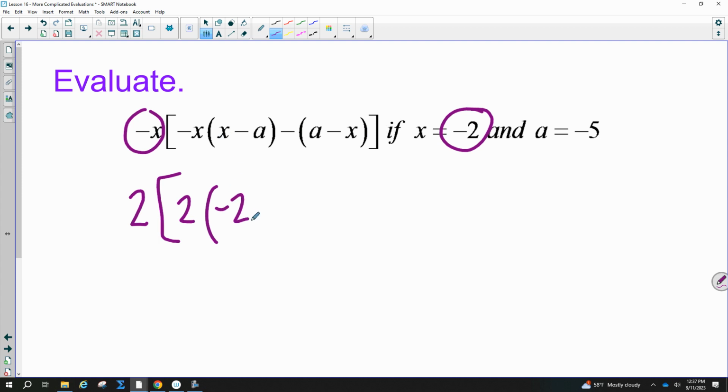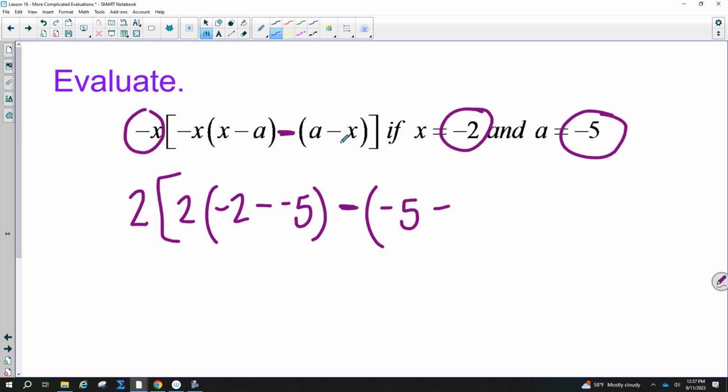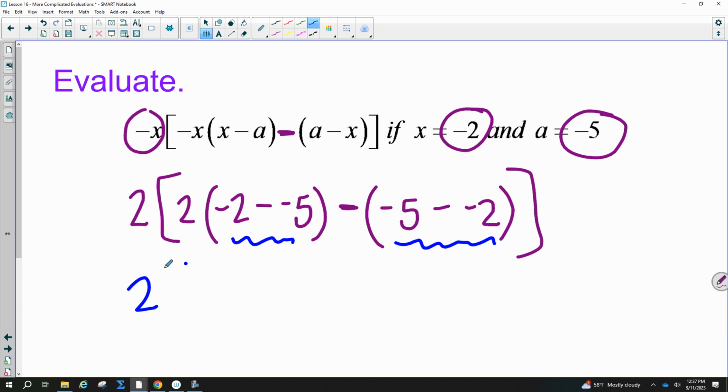Then I have minus, and a is negative 5. Now, don't lose this minus sign that's in between your parentheses. Now I have an a, which is negative 5, minus from the problem, and we're subtracting a negative 2. So do your inside parentheses first. So I've got 2, keep the bracket. Now this right here, what happens with this double negative, you guys? Positive. So that's actually negative 2 plus 5, which is 3.